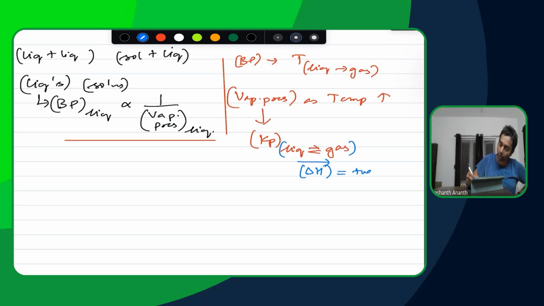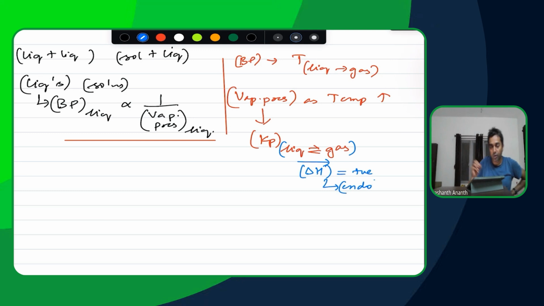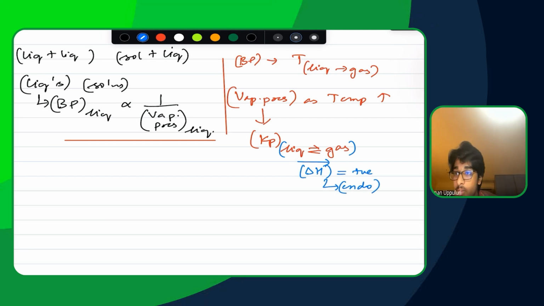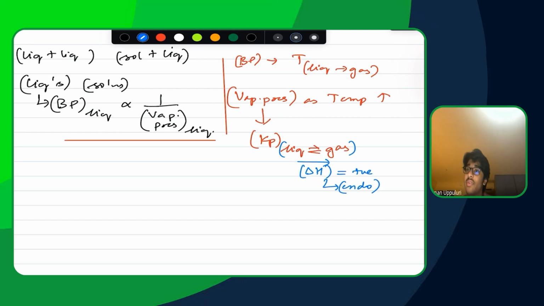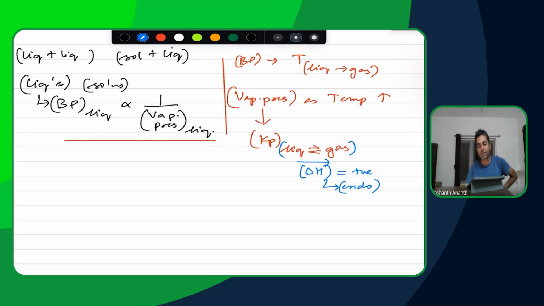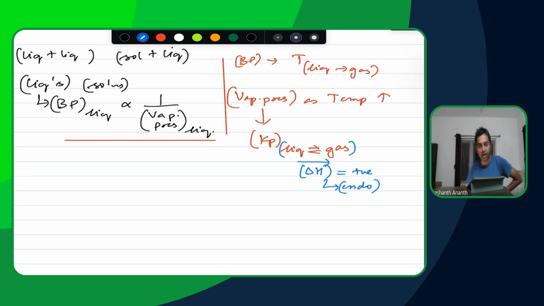So the enthalpy change is going to be obviously positive. It's an endothermic reaction. The equilibrium constant, what will happen to it if I increase temperature? The forward direction is favored, so the equilibrium constant increases. Endothermic. That is one way of looking at it and understanding it.